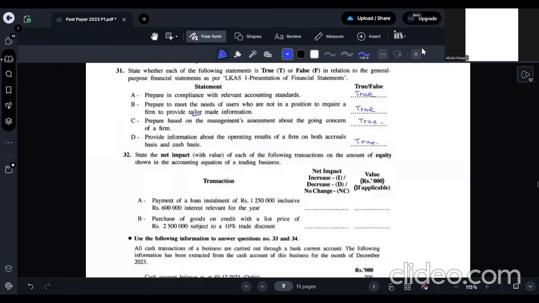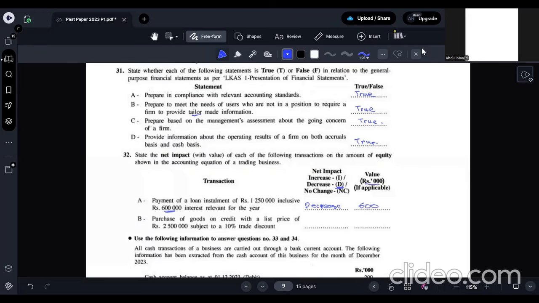32. State the net impact with value of each of the following transactions on the amount of equity in the accounting equation of a trading business. Payment of a loan installment of 1,250, including 600,000 interest. The interest is an expense that will reduce your equity. So you can say here decrease, or simply D, as they are giving that as the option. It will decrease by the interest amount, 600. Here you can write it in thousands.